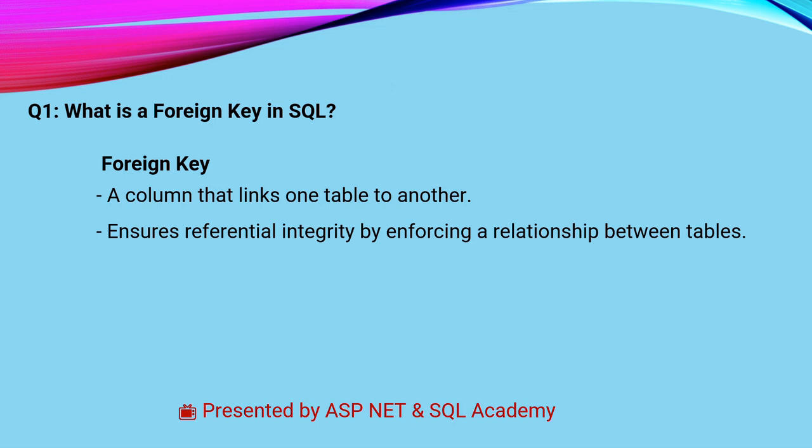A foreign key in SQL is a column in one table that links to the primary key of another table. It helps enforce referential integrity, ensuring that relationships between tables remain consistent by allowing valid data linking.